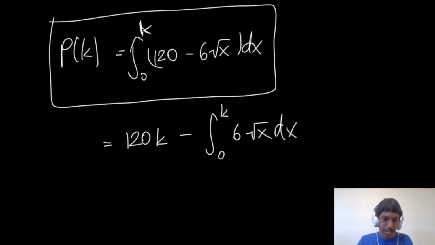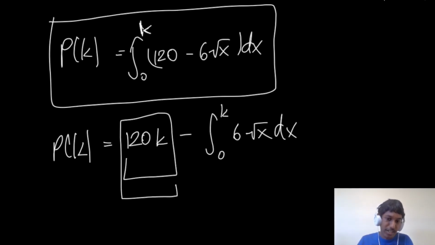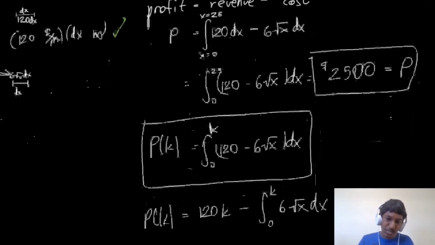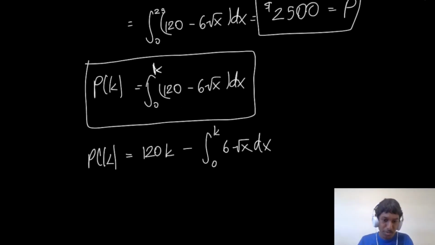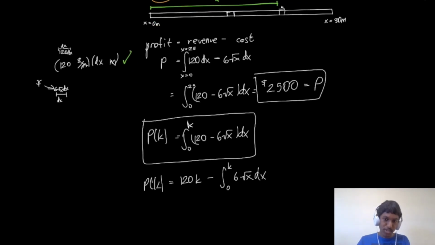And here with this one, you can also see that this part is pretty constant, right? The 120 was a constant revenue, and so you can just do a multiplication here. It's no big deal. But then over on this term, when we figure out the cost of making the cable, it changes depending on the portion, so we have to integrate.